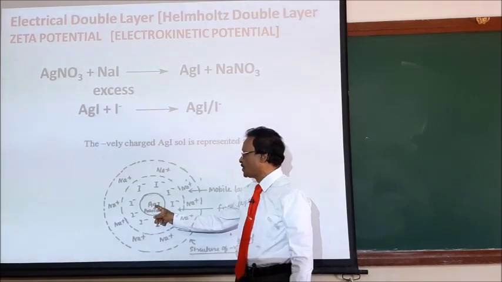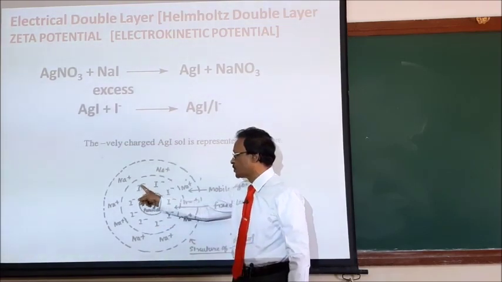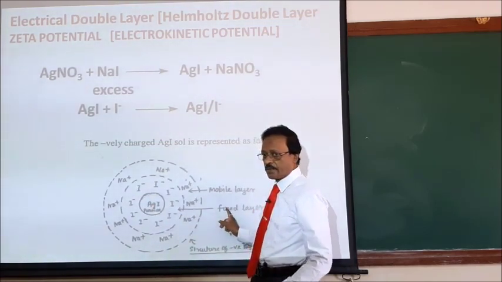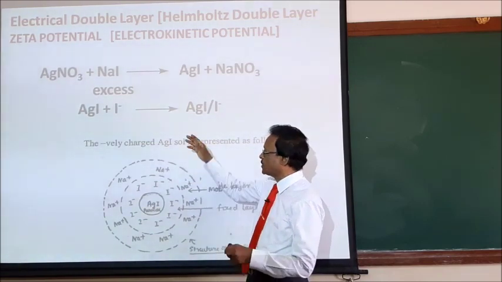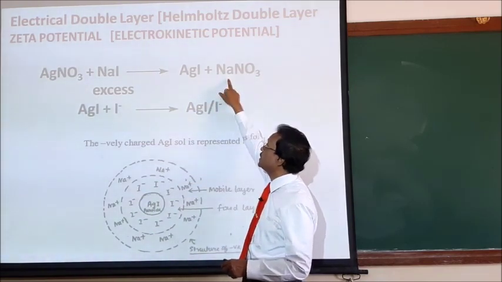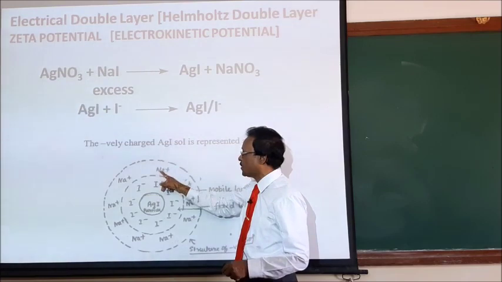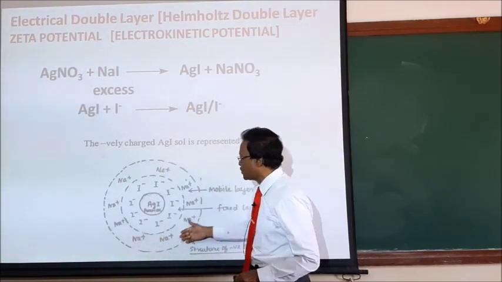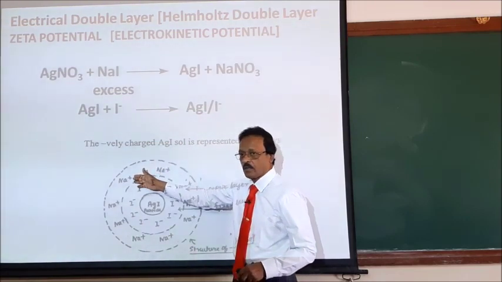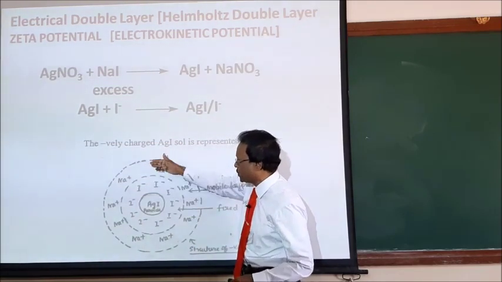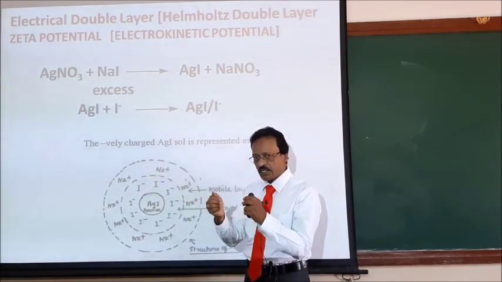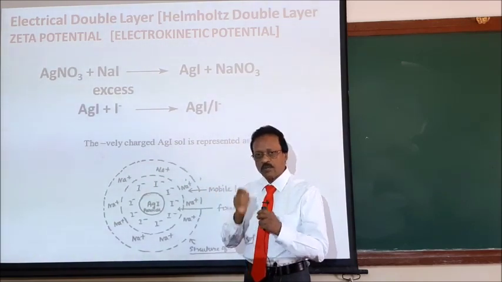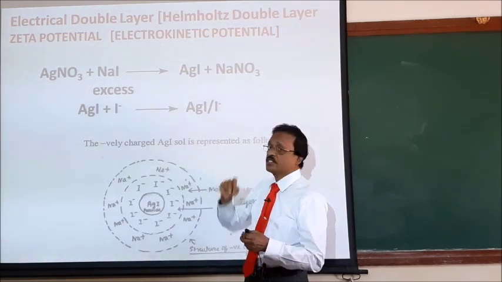AgI, by preferential adsorption, adsorbs I minus ions. So this layer is the fixed layer. This is a solid particle. But in the dispersion medium, Na plus ions are there. So I minus attracts Na plus ions. There is one more layer of positive charges. This is called the mobile layer. Negative, positive, the electrical double layer, because of the friction, a small current is developed. That is called the zeta potential.